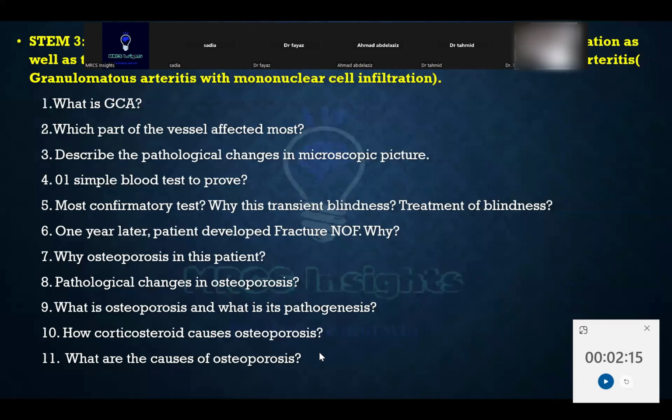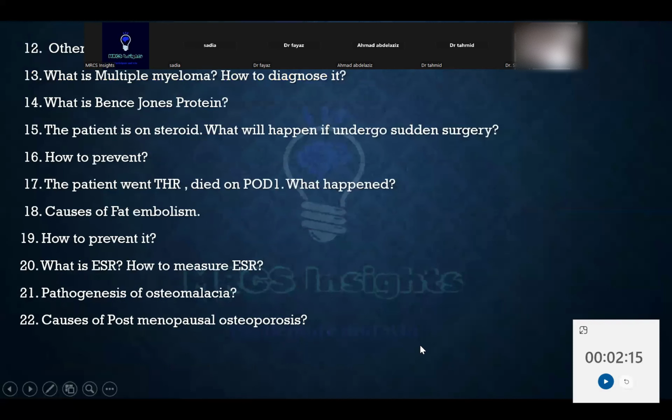Do you want to continue the next 10 questions? Okay, carry on. So what are the other causes of pathological fracture? Other causes: Paget's disease, osteomalacia, primary bone neoplasm, multiple myeloma, secondaries to the bone, hyperparathyroidism and chronic kidney disease. Is there any other cause?